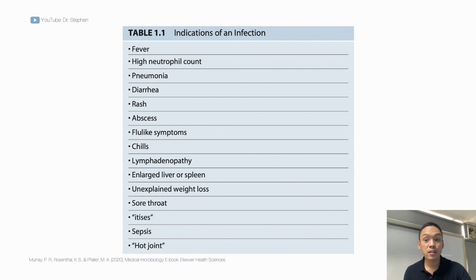The first question, and the first step in treating an infectious disease, is to recognize and distinguish an infection from other maladies or diseases. Infections are often accompanied by particular symptoms, such as fever, inflammation, swollen lymph nodes, and other symptoms. You'll see in the table the indications of an infection.